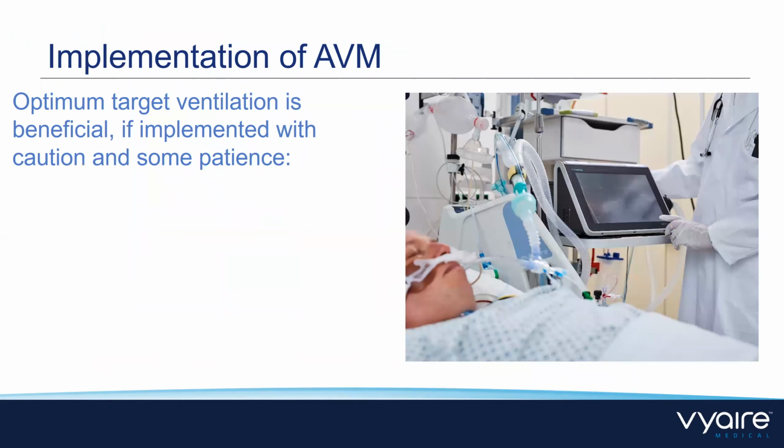So for the implementation of AVM, it's very important. It's beneficial, but you also have to have some things in mind. It should be a team approach. So if either the respiratory therapist, the nurses are not 100% convinced and the clinician is, it will be a bit difficult to get AVM started, and the opposite way as well. So everyone has to be in the same boat, everyone has to be aligned that this is a mode everyone wants to try and work with, because the approach and working with AVM is different than working with any other mode.